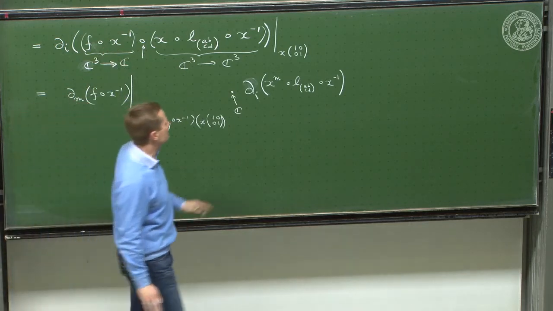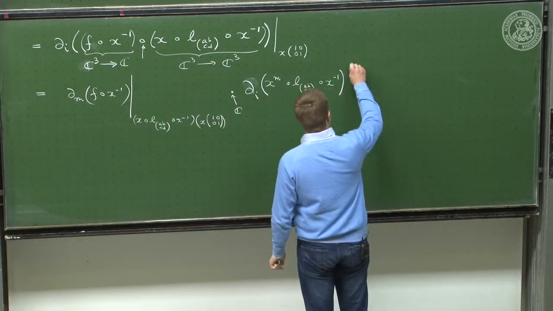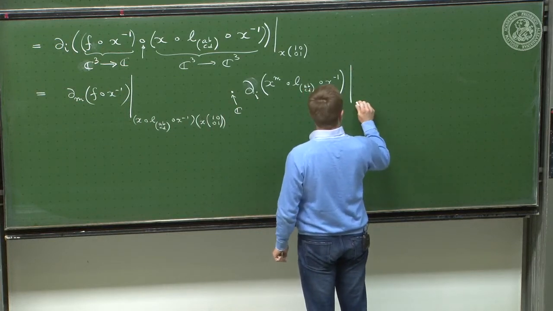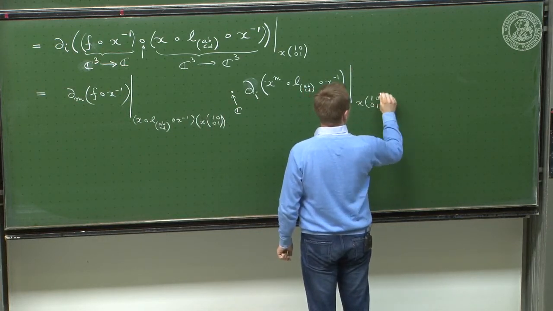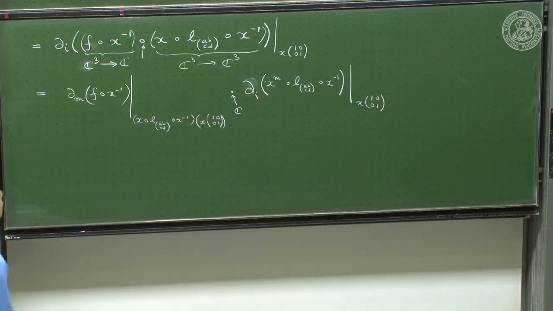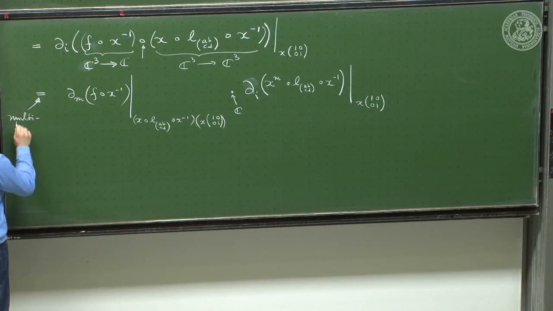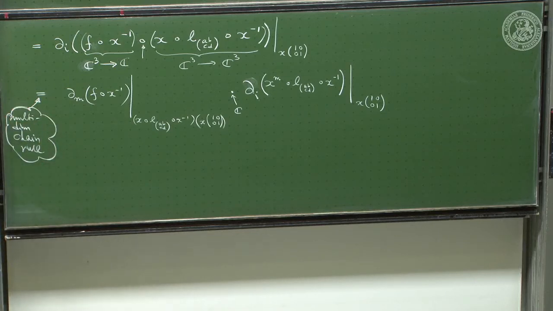It's the multidimensional chain rule, and it's this del I here, and the whole thing is evaluated at x of 1, 0, 0, 1. So this is nothing but the multidimensional chain rule, which you learned in the first week of your studies. Okay? Just properly applied here. What do I want? Yes.